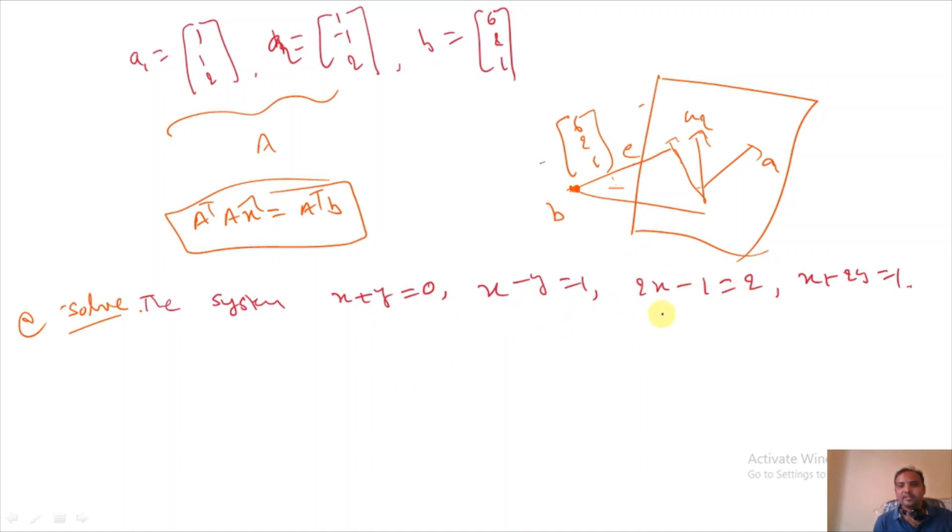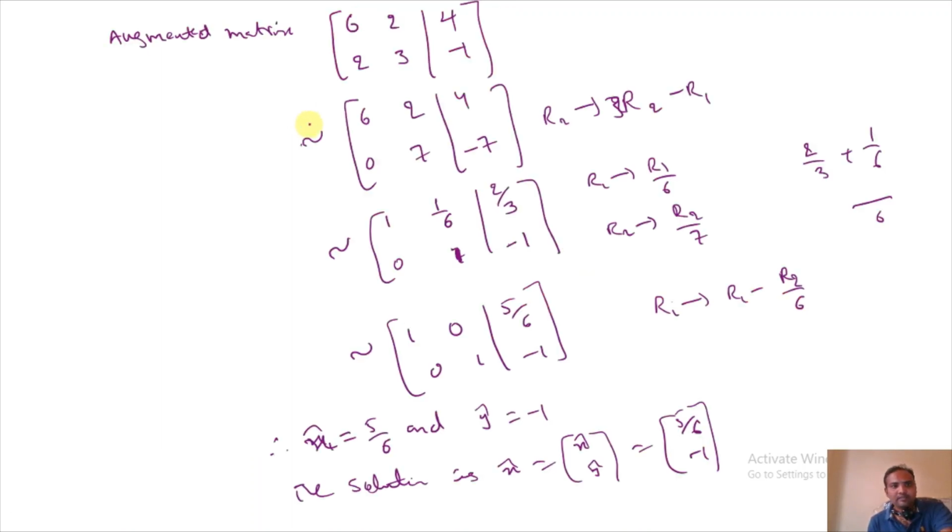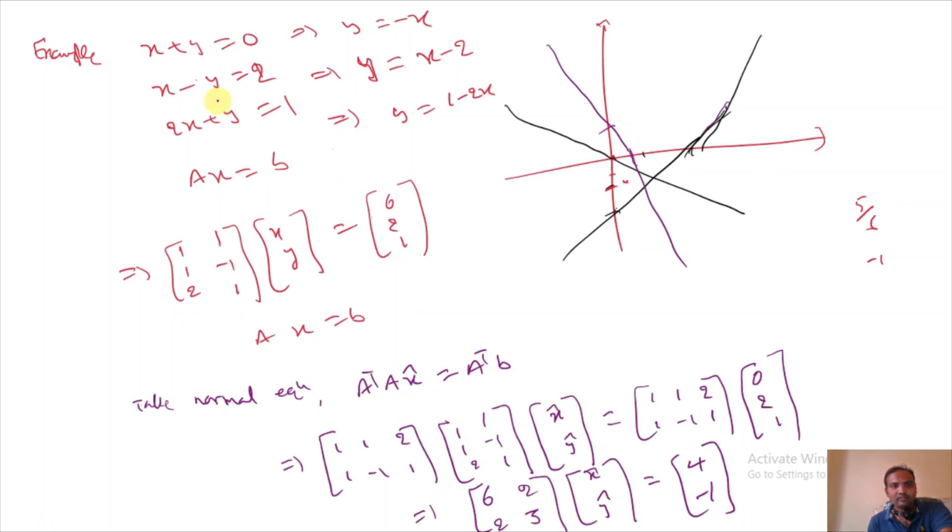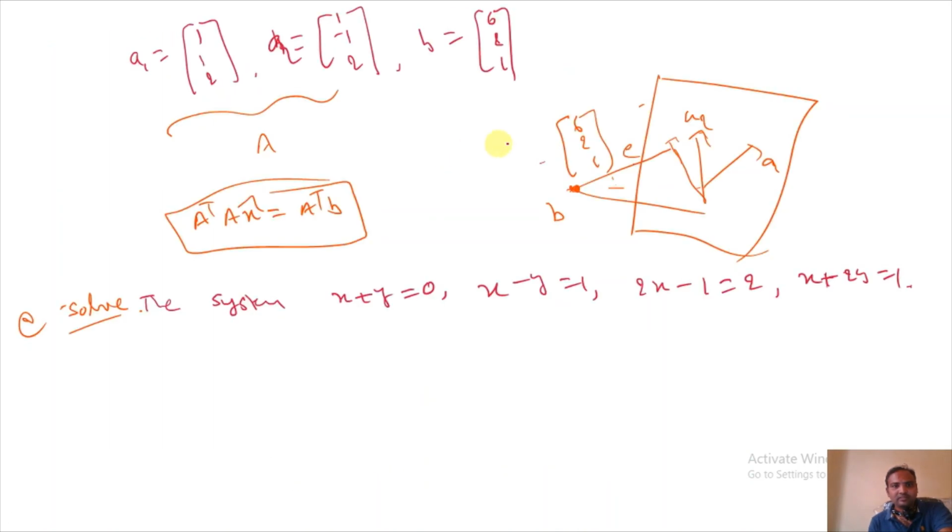Now you can draw geometrically; there is no intersection point for these 4 equations. Now what is the best solution for this system? Try this way. Here I have written a1, a2: 1, minus 1, 1. See, next class we discuss how to fit a line and a parabola curve.